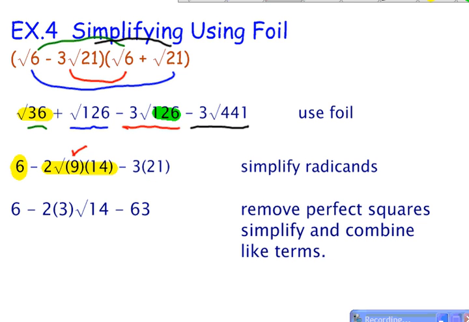Okay, and in my last term, I've got negative 3 radical 441. The square root of 441 is 21, so I bring it out here. Square root of 441 is 21. Now I'm going to multiply negative 3 times 21.